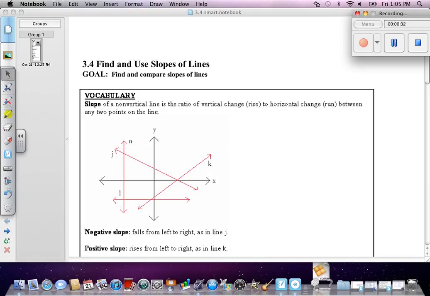Postulate 17, slopes of parallel lines. In a coordinate plane, two non-vertical lines are parallel if and only if they have the same slope. Any two vertical lines are also parallel.